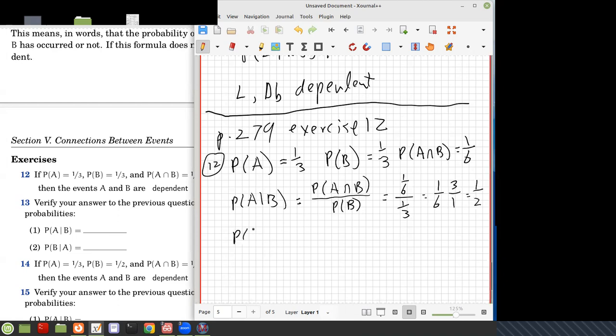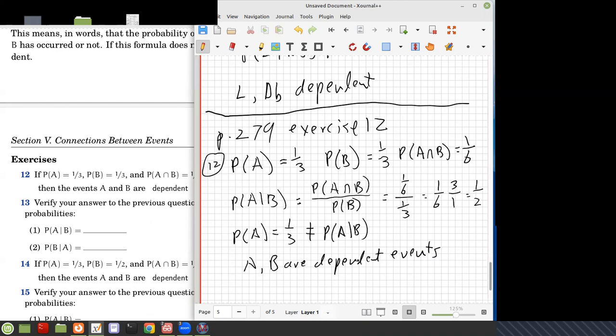And the probability of A equals 1/3, which is not equal to the probability of A given B. So A and B are dependent events, in the sense that you can see that the probability that A occurs is just 1/3. But if we know that B has occurred, then that's going to increase the chances. The chances of A goes up to 1/2.